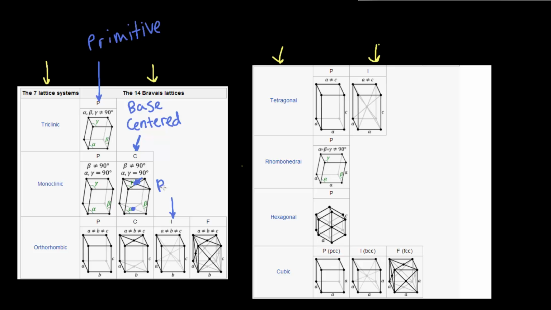I stands for body-centered. And F is face-centered. I'm going to create more videos going into detail of base-centered, body-centered, and face-centered lattices. But I think we can point out some interesting ideas here. Monoclinic crystals have a primitive Bravais lattice and a base-centered Bravais lattice.